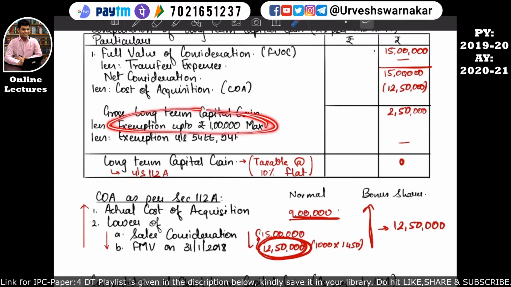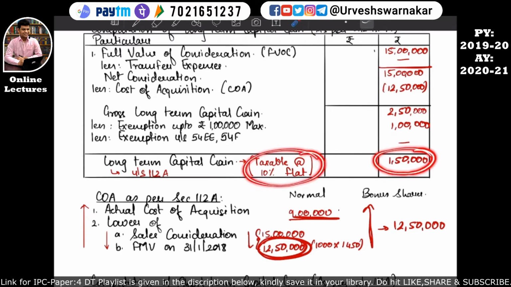And there is an exemption available under section 112A up to rupees 1 lakh maximum. So this entire exemption we can claim from this gross long term capital gain. There are no details given about exemption under section 54EE and 54F, so we will put a dash over there, and our long term capital gain will be equal to 1 lakh 50. And on this 1 lakh 50 we will calculate the tax at the rate of 10% flat. I hope you all have understood this.